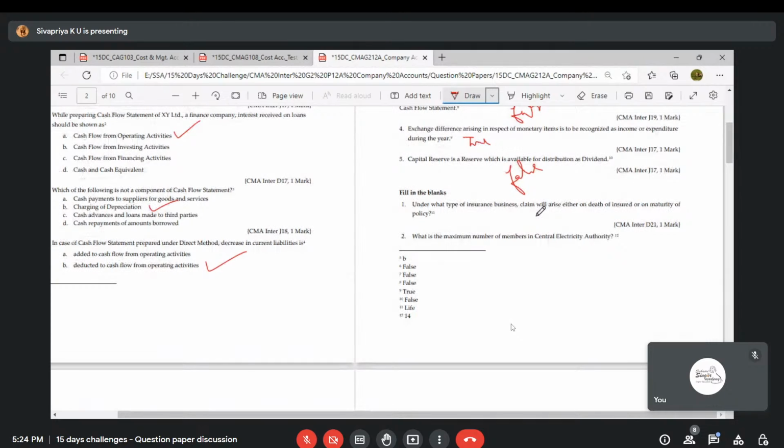Under what type of insurance business claim will arise either on the death of the insured or on maturity of policy? Life insurance. Maximum number of members in electricity authority, 40.